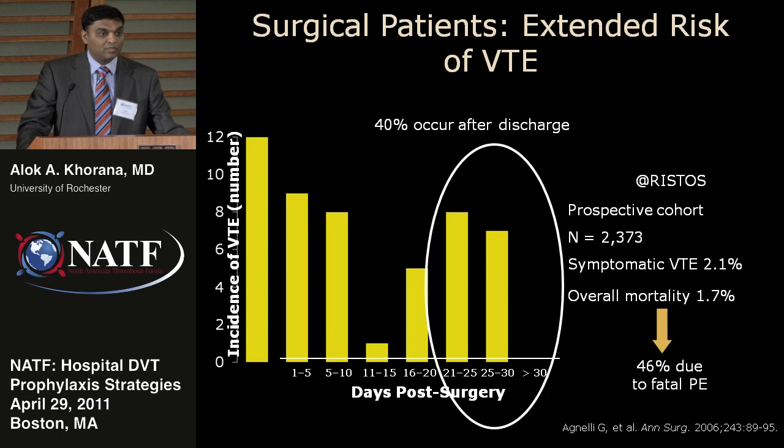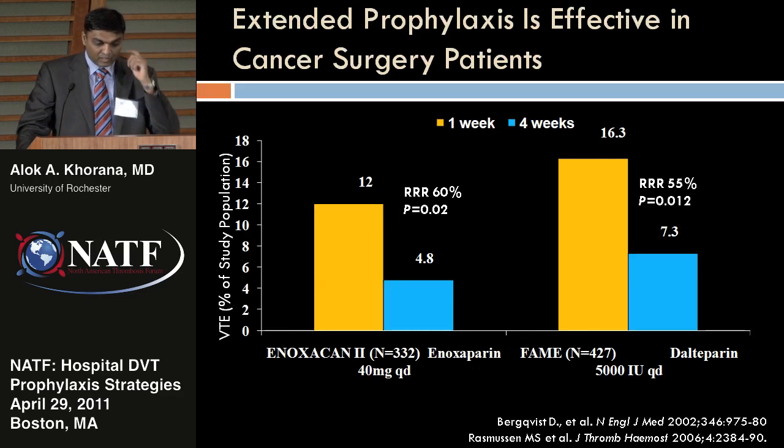So these are patients that for the most part underwent curative surgery for major abdominal cancers, for instance, yet you had 46% of deaths post-surgically occurring because of fatal PE, an eminently preventable complication that we've known about for decades now. So this is not a failure of medicine, it's a failure of inappropriate healthcare delivery, and we can't emphasize that enough. Extended prophylaxis has been shown to be effective in cancer surgery patients specifically.